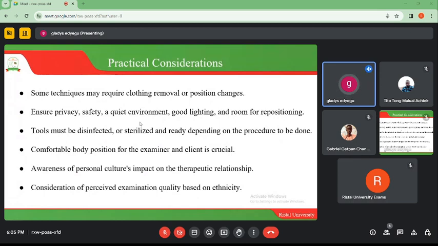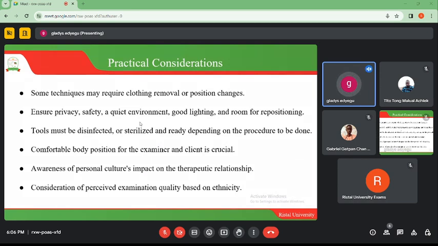So awareness of personal culture's impact on the therapeutic relationship. This point is basically looking at cultures. People have different cultures, they have their own different beliefs. So when you're managing them, you also have to be aware that this kind of tribe or this kind of religion, they believe they don't use this kind of maybe drugs. Some religions don't want to be transfused, so they can refuse, even if they are anemic, they can refuse.